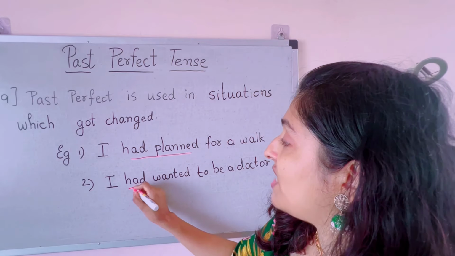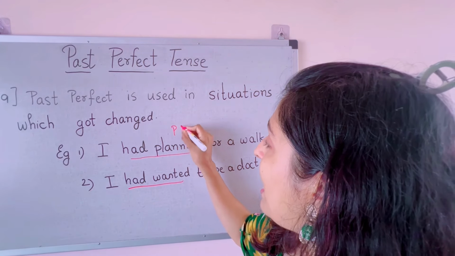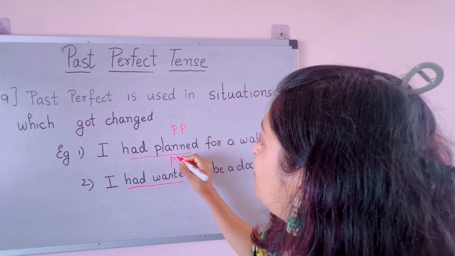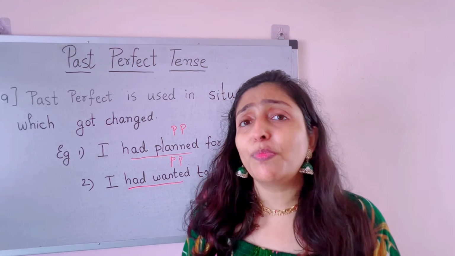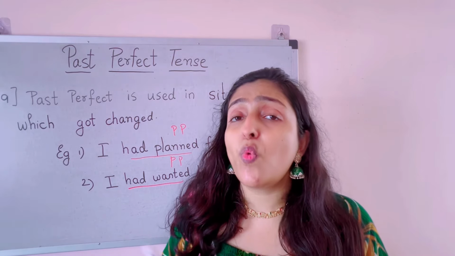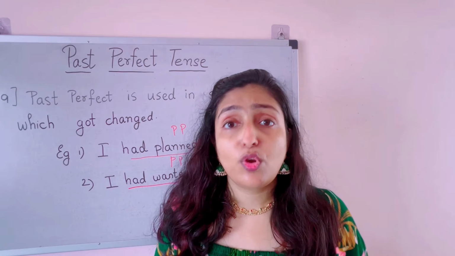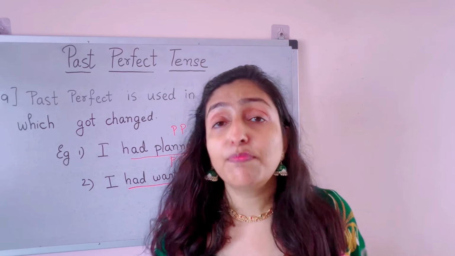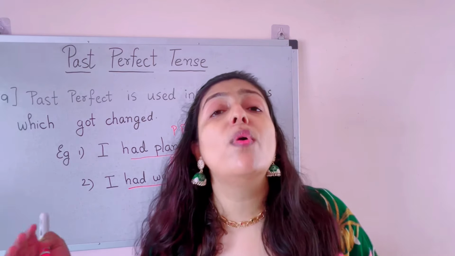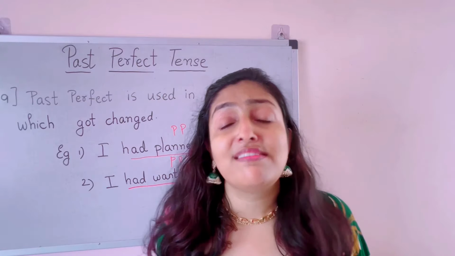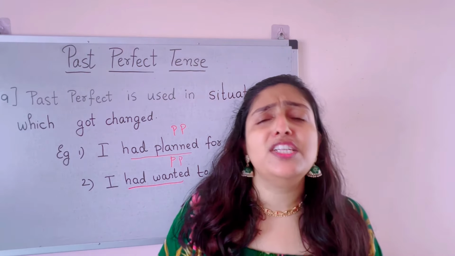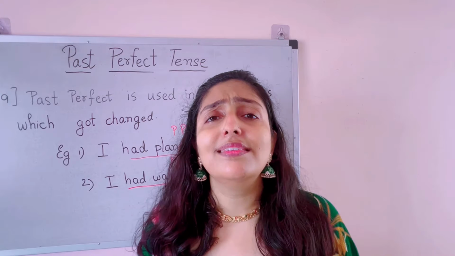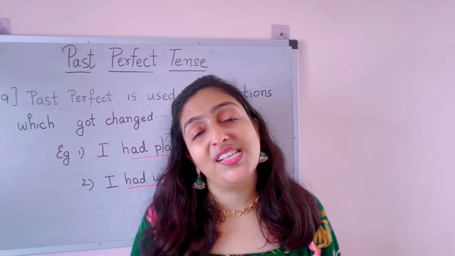Look at the second example. I had wanted to be a doctor. I had wanted to be a singer. I had wanted this car, not the other one. Your dad brought home an Alto, but you wanted a Benz. I had wanted that car. In situations which cannot be changed, which cannot be undone, you can use past perfect.